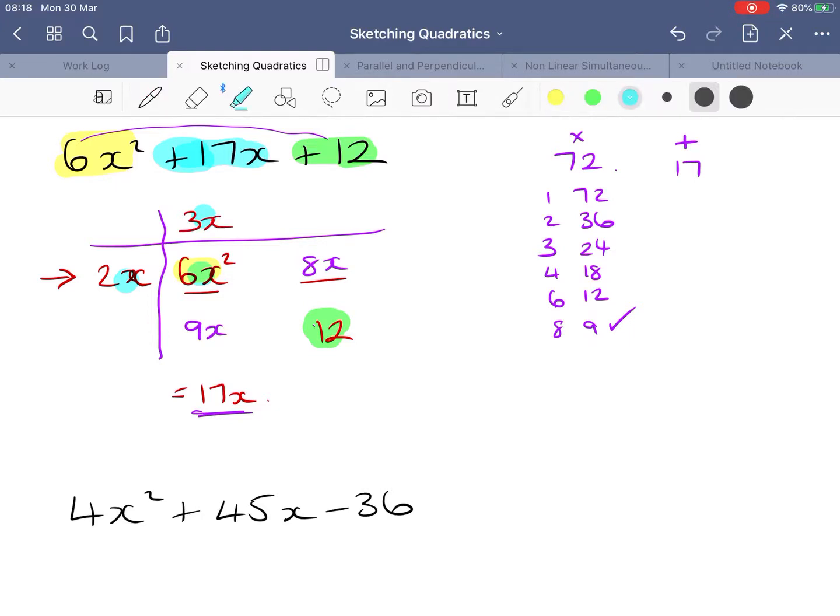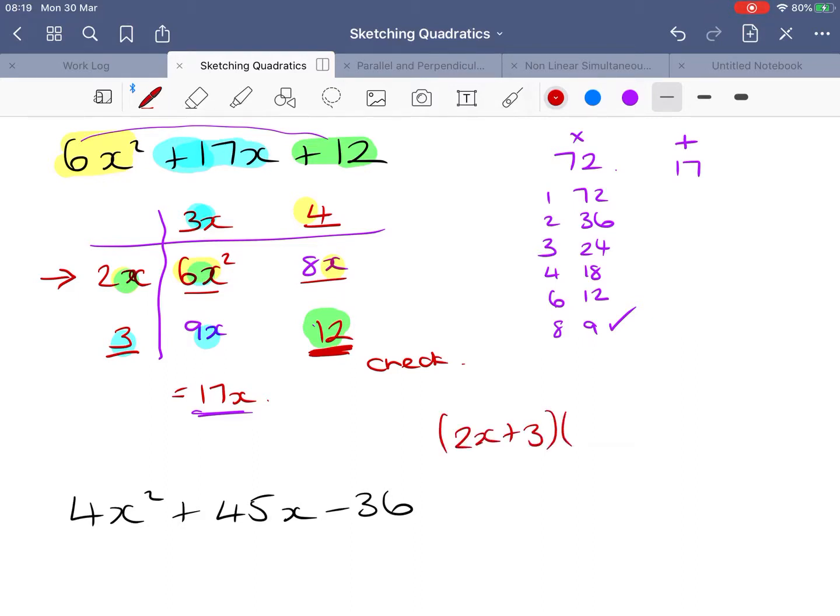I know this times this makes this. So what times 2x makes 8x? The answer is 4. I know this times this makes this. So 3x times what makes 9x? And the answer is 3. And then this is then my check. Because in theory, 3 times 4 should make 12. It does make 12. So I haven't made a mistake. So my factorised version is 2x plus 3 multiplied by 3x plus 4.